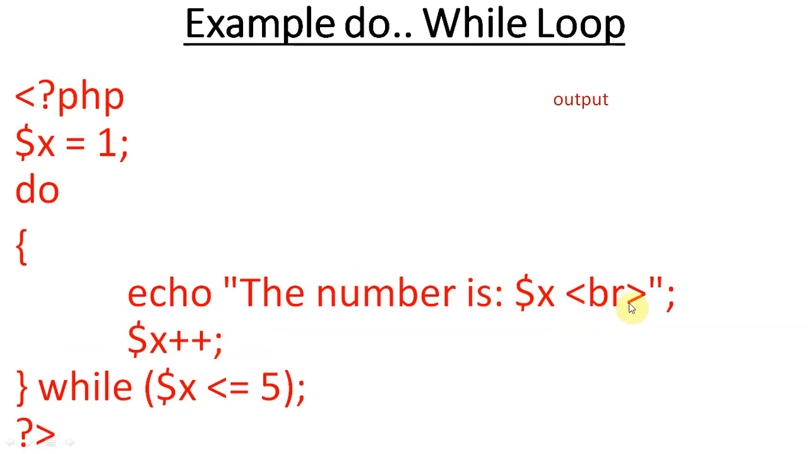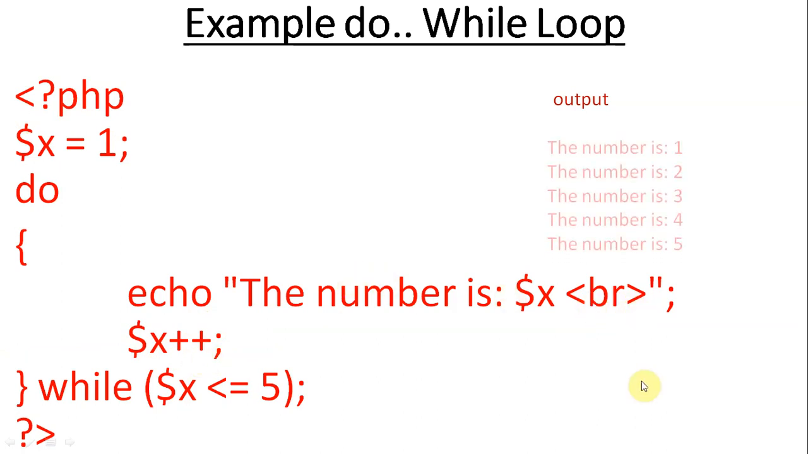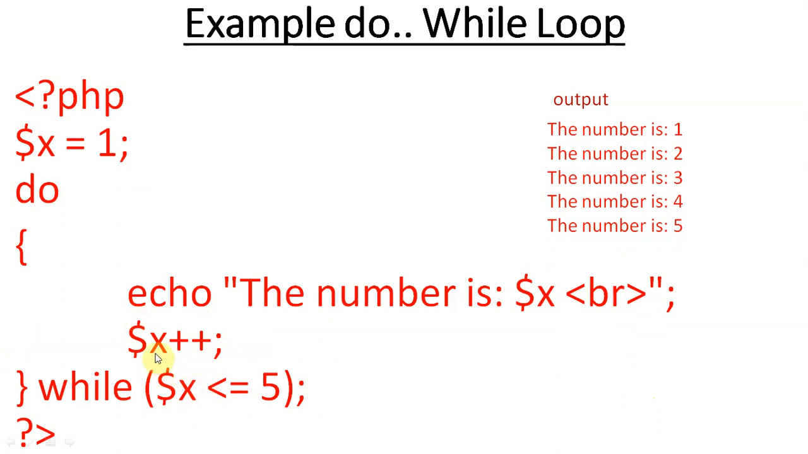First it will display 1, and then it will display 2. Then x will be 2, and the condition will be checked: 2 is less than 5. Yes, so we return to the loop, and again it will display the number, then br is the line break, and x will be increased by 1, so it will be 3. Dollar x means 3 is less than 5.